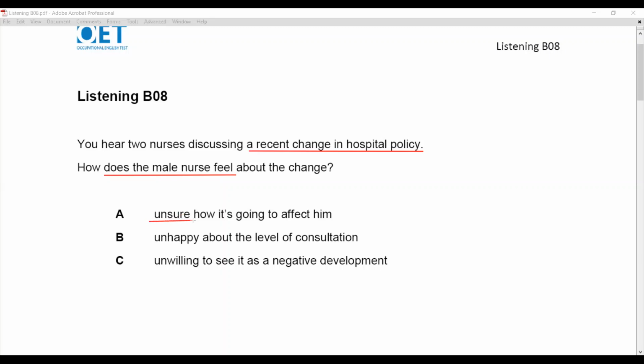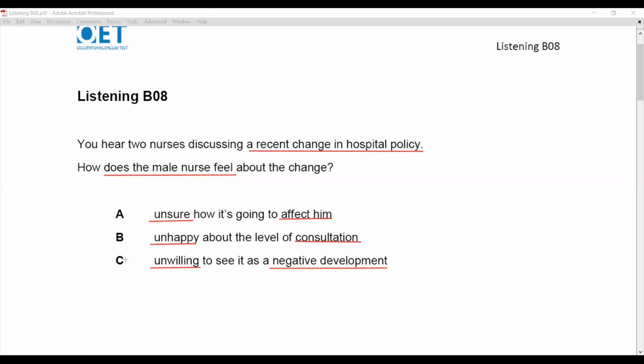Unsure, so he doesn't know how it is going to affect him. Unhappy, that is also negative. So the male member is not happy with the level of consultation. Unwilling to see it as a negative development. So see here you have two negatives. Unwilling to see it negative, that means he sees it as a positive development.